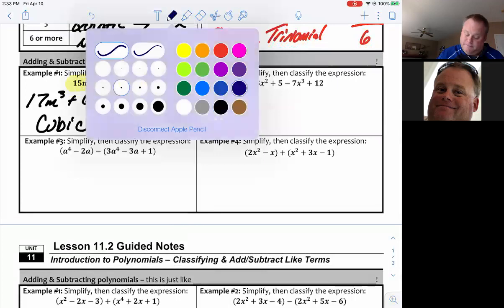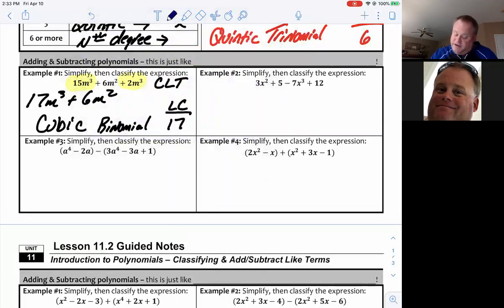All right, next one. Simplify, then classify the expression. 3x squared plus 5 minus 7x to the third plus 12. Well, when I look at this, there's only a power 3. There's a power 2.